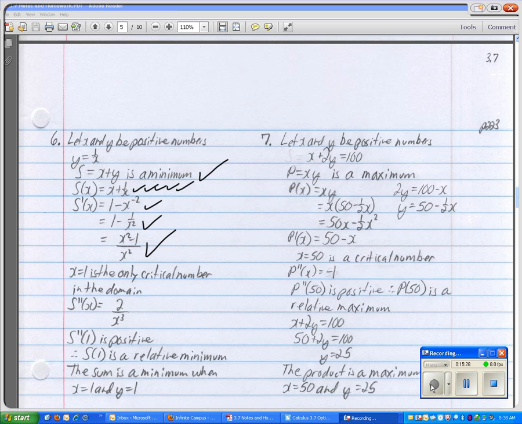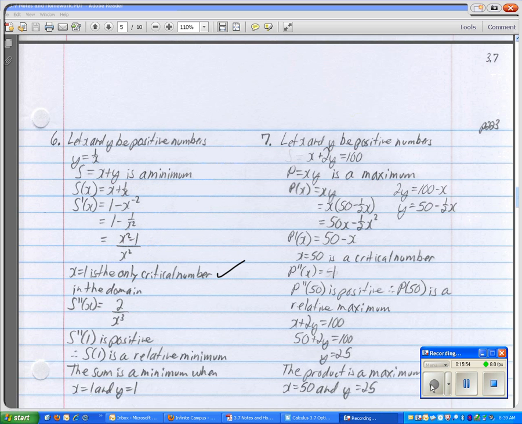It can't be 0, because 0 is not a positive number. It can't be negative 1, because negative 1 is not a positive number. So the only critical number that fits our criteria is 1. Follow me? Okay, so x equals 1 is the only critical number in the domain.